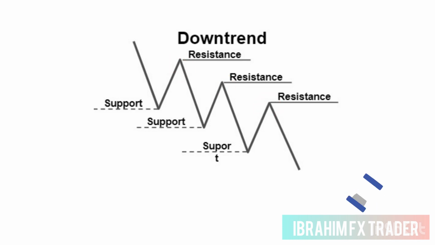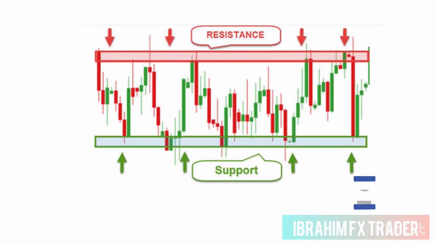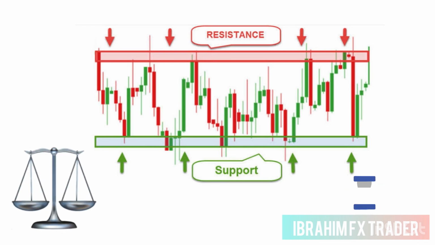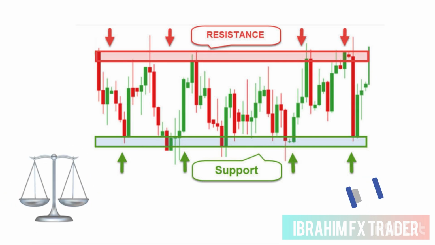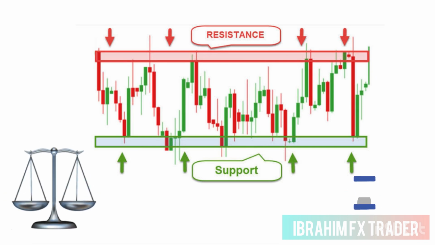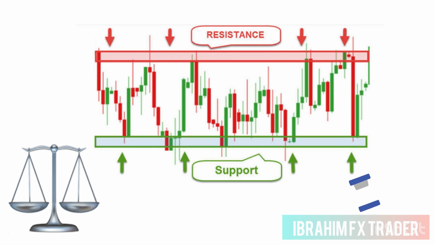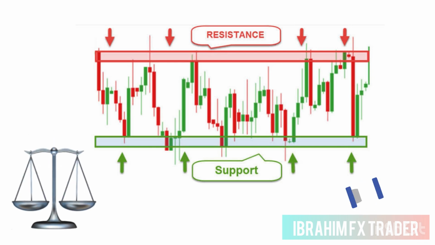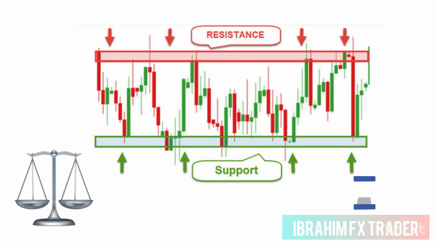Now let's talk about consolidation, also known as range bouncing market. In a consolidation, the market is moving sideways with no clear trend. To apply market structure, we need to identify the key level of support and resistance, just like in an uptrend.